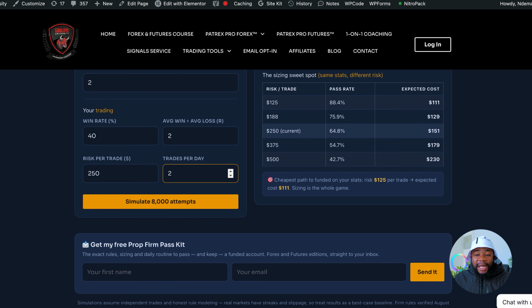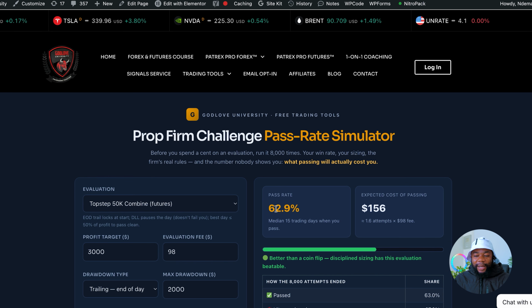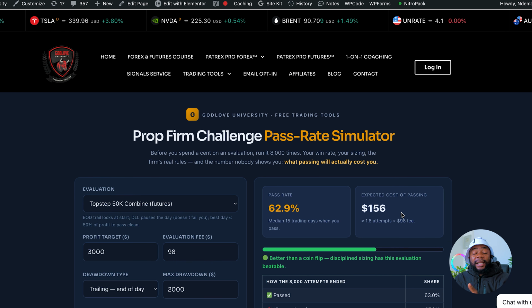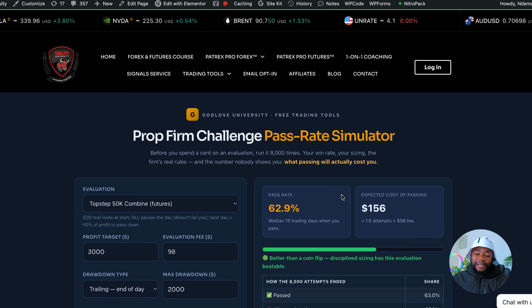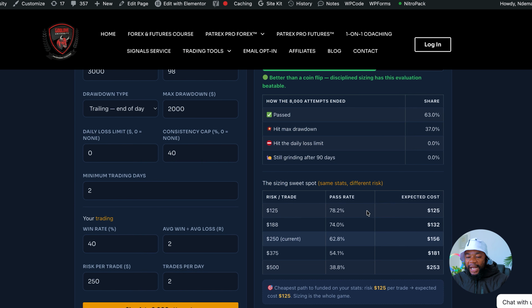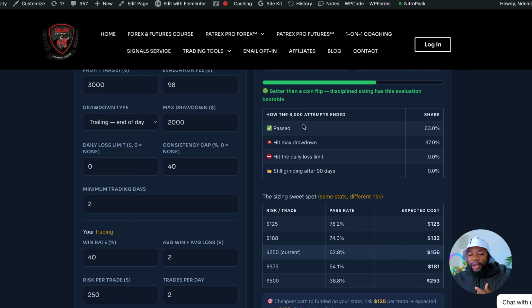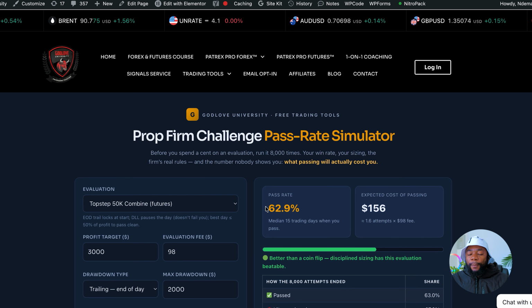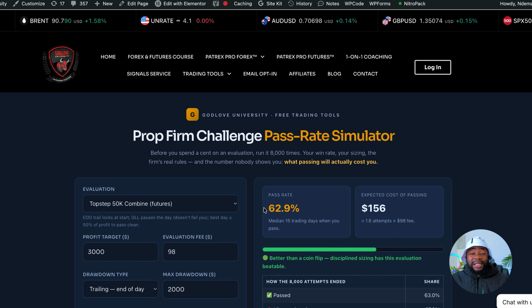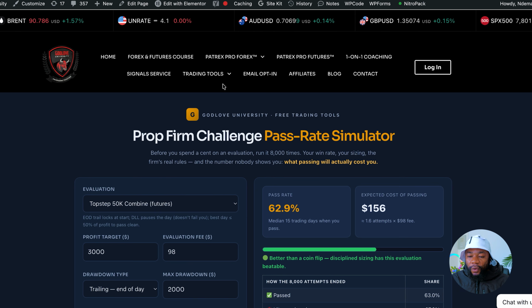So what about a trader that takes only 2 trades per day? Let's calculate and see. You can see that person is having a 62% pass rate, and again, the expected cost of passing is $156,000. There's a lot of data down here. You can know that after 8,000 attempts, the pass rate is 63%, maximum drawdown. There's a lot of details down here that you can look at to easily know where you are standing with your strategy, if you are even going to survive or not.